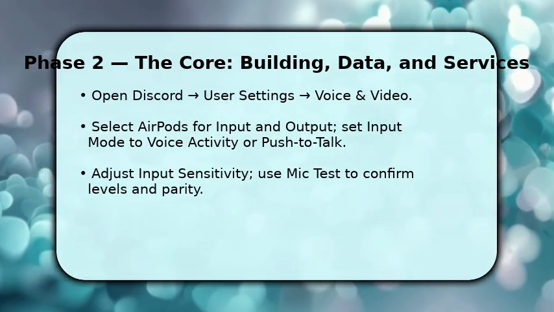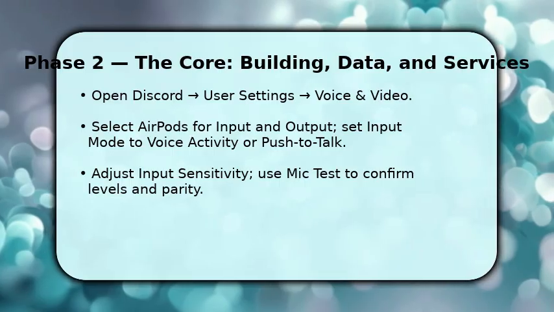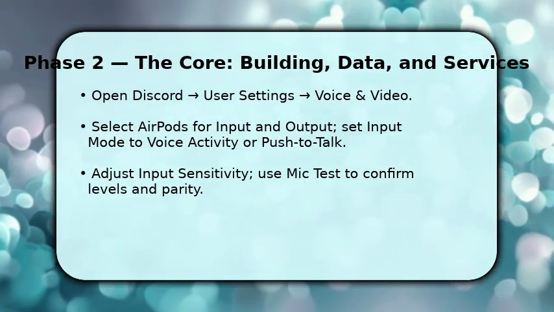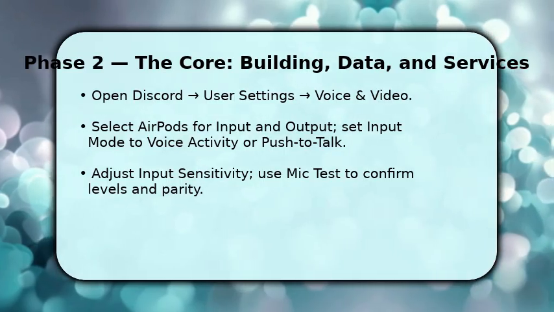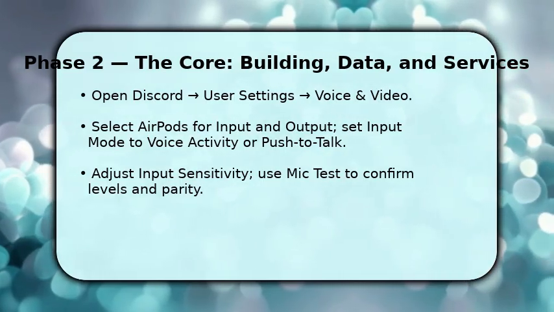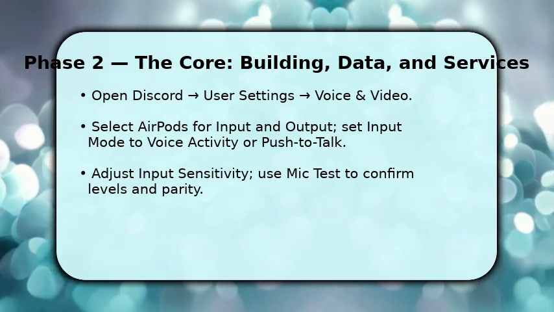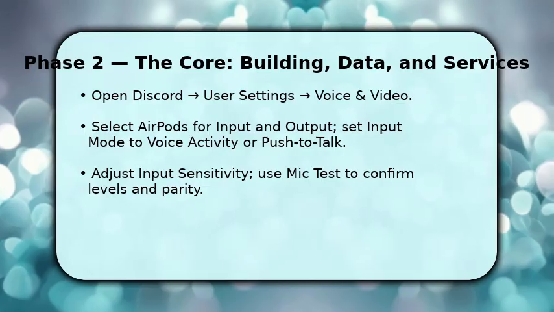Once selected, set input mode to voice activity for natural speech or push-to-talk if you want control, then tweak input sensitivity so Discord only picks up intended sounds. Make a mic test. Listen and adjust gain until playback sounds clear.